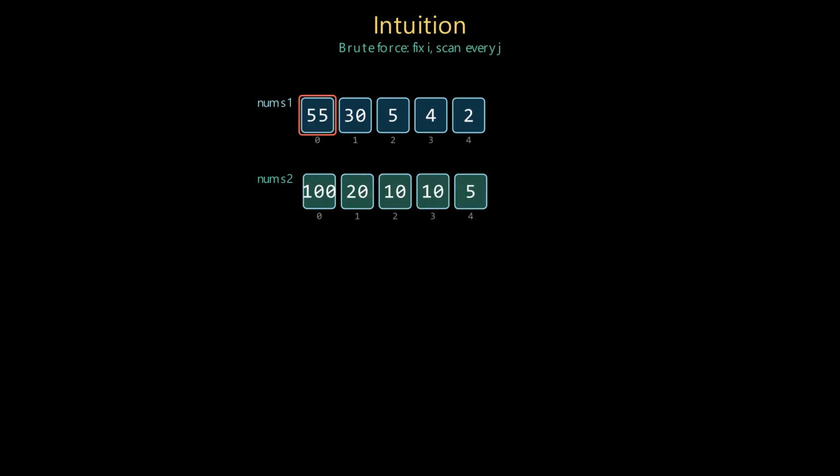The slow way is to fix i and try every j in the second array. For 55 in the first list, only 100 in the second works. Then we repeat for the next i. If the lists are long, that is on the order of n times m checks, far too slow for a race.